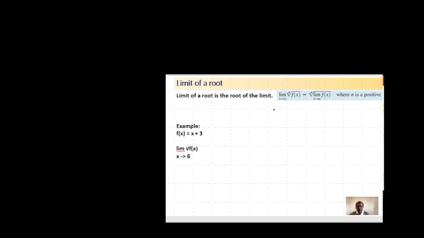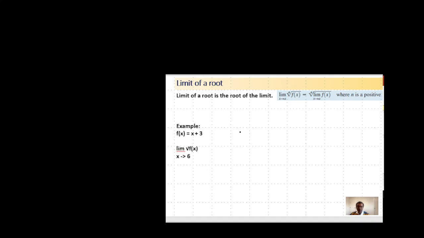Okay, let's look at the limit of a root. The limit of a root is the root of the limit. So if, for example, in this case x is approaching a and we have the nth root of f(x), then we can first find the limit and then take the nth root after that. One important thing we need to remember is that n is a positive integer in this case. Then only we can apply this.